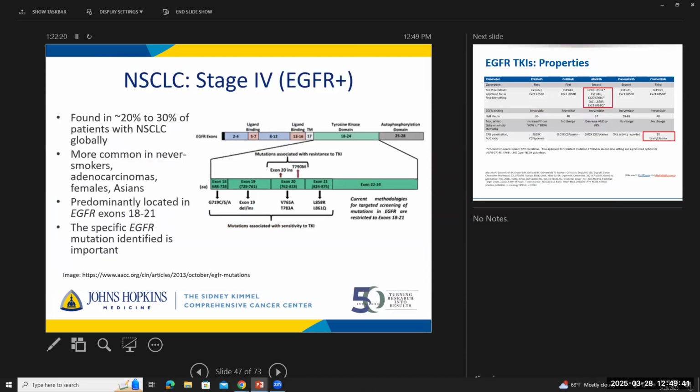All right. Let's talk briefly about these targetable mutations that I've been referring to. So the first mutation I want to talk about is EGFR. Did you guys learn about epidermal growth factor receptors? Okay, so maybe this will be review.